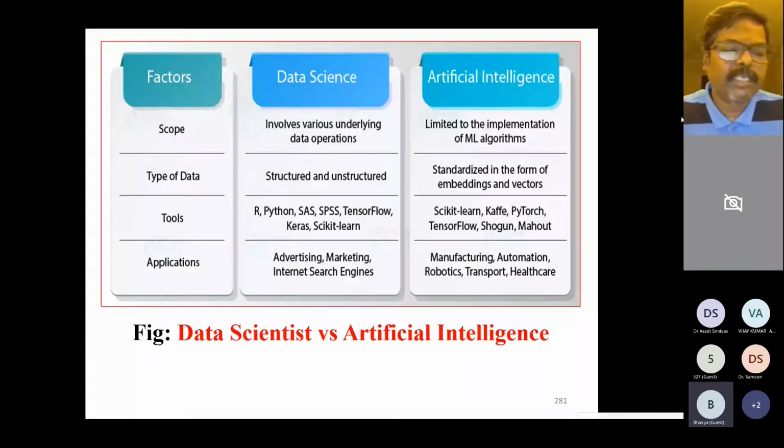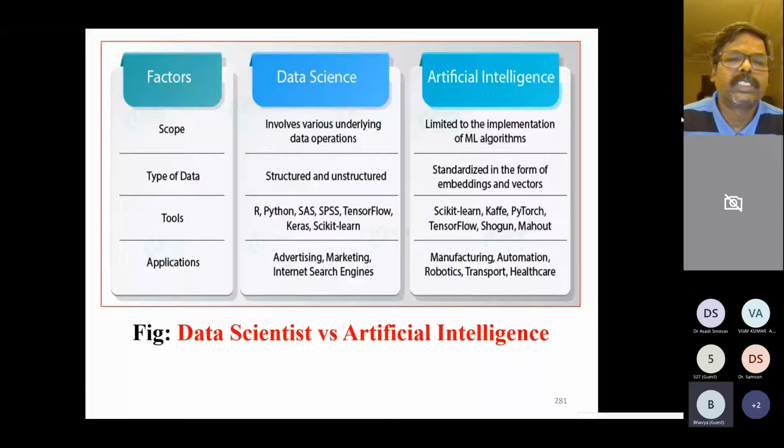Unstructured data is data with no proper format, for example audio, video, text, graphics, animation data. With non-relational databases like Hive, HBase, Zookeeper, MongoDB, we can create such a database. That database is called unstructured data. Then artificial intelligence uses standardized data in the form of embeddings and vectors.